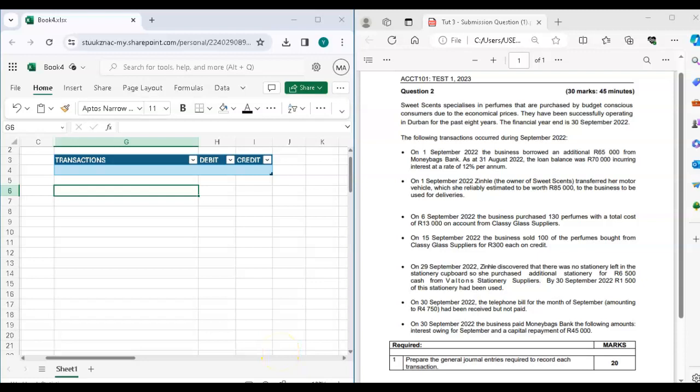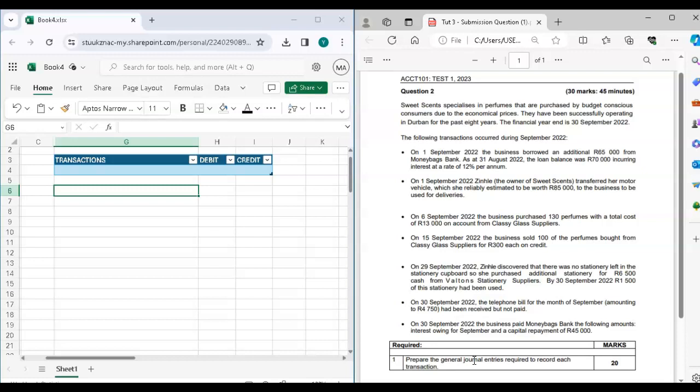Okay, so in this video I'm going to be showing you how to do the general journal. Now, how do you know when to use the general journal? You see, when the question states prepare the general journal, or you can even say prepare the journal entries, then you know to do the general journal.